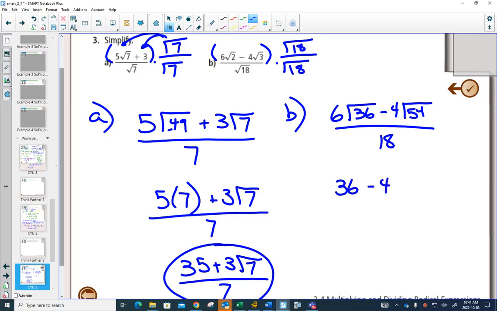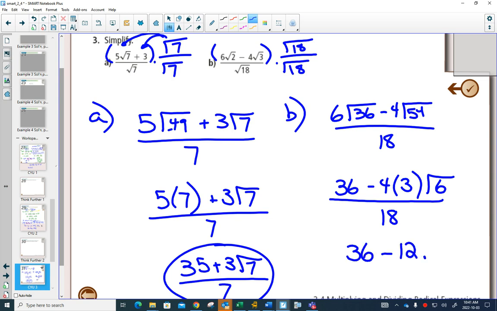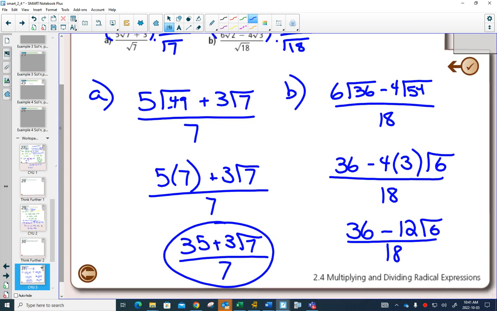And 54, can you see that 54 is 9 times 6? And square root of 9 then would be 3. So since 54 is the square root of 9 times the square root of 6, and square root of 9 is 3, the top becomes that. That's still over 18. So now I have 36 minus 12 root 6 over 18. Are we done? Unfortunately not.